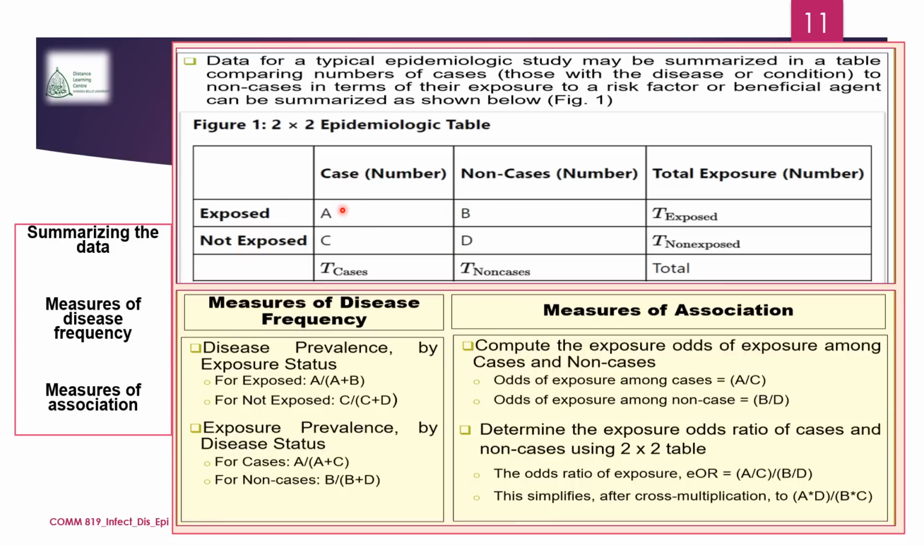A? Then how many of them do not develop the disease, which is your B? Then for the not exposed, which is your control group, how many of them develop that disease and how many did not develop the disease, which is your D? So you have A, B, C, D.